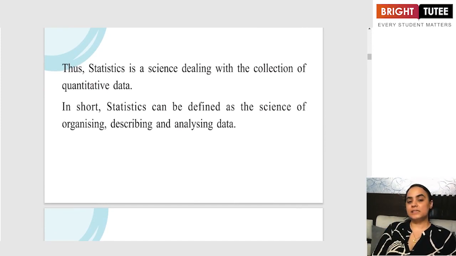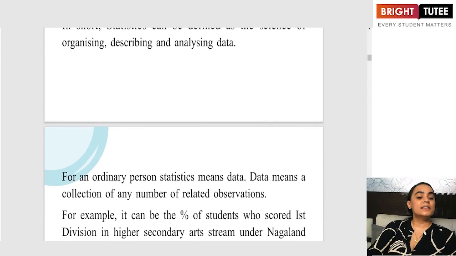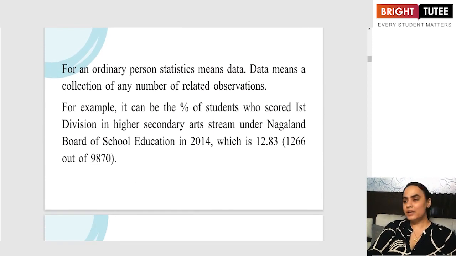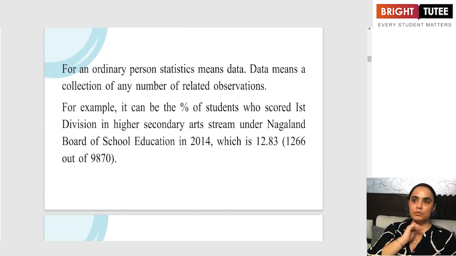So statistics is basically a science which deals with the collection, as I told you, of the quantitative data of numbers. So it is the science of organizing, describing, and then analyzing your data. For somebody who is very ordinary, for somebody who is very normal, statistics is only data. It is only a group of numbers. And what is data? Collecting the numbers in order to observe something, in order to reach some conclusion.